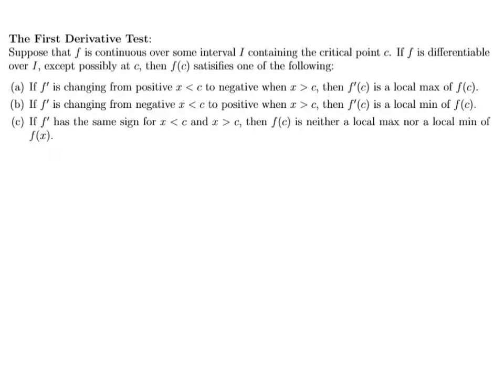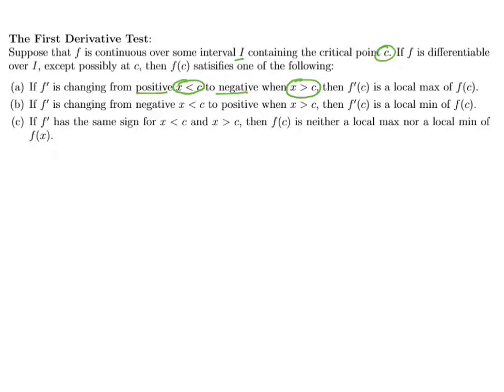So what I've just described is a summary of the first derivative test, which says, suppose that f is continuous over some interval I, and it contains the critical point c. If f is differentiable over the interval, except possibly at c, then f of c satisfies one of the following. If f prime is changing from positive to negative at the point c, that's what this is telling us. Less than c just means left of the value c on the graph, and greater than c just means to the right of the value c on the graph, then f of c is a local max.